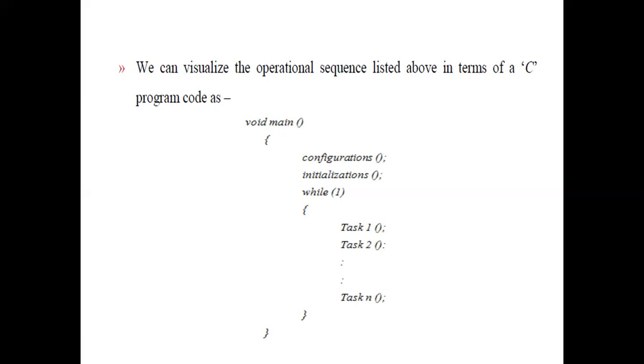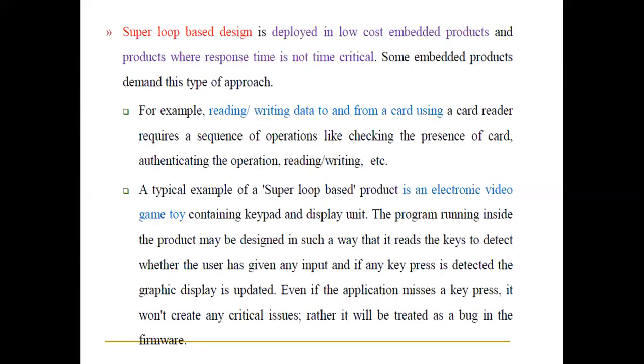The superloop based design is deployed in low cost embedded products and products where the response time is not critical. For example, reading or writing data to and from a card using a card reader requires a sequence of operations like checking the presence of a card, authenticating the card, reading the card, writing the card, etc. That is the first example.